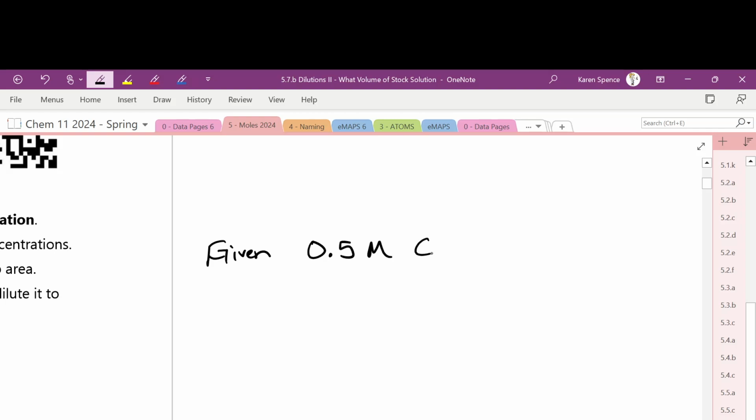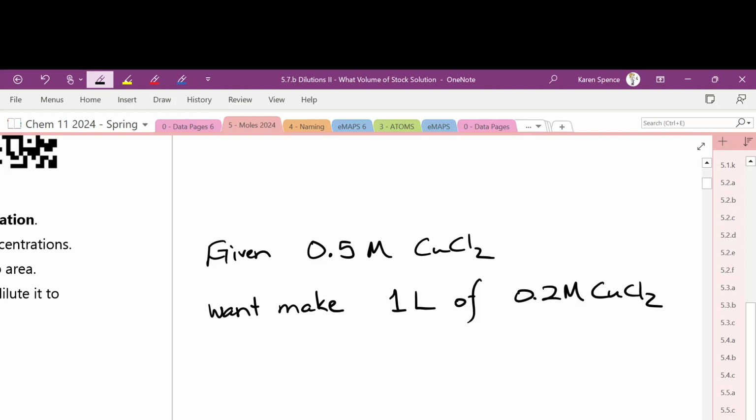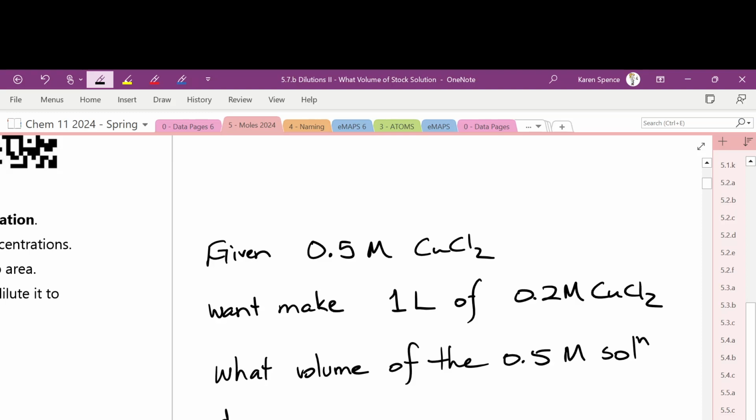0.5 molar CuCl2, and you want to make 1 liter of 0.2 molar CuCl2, what volume of the 0.5 molar solution do you need?